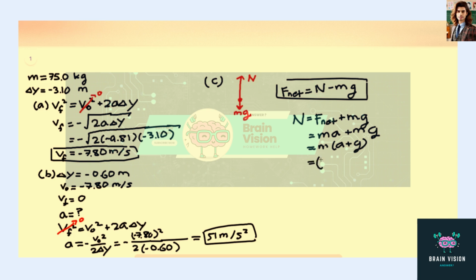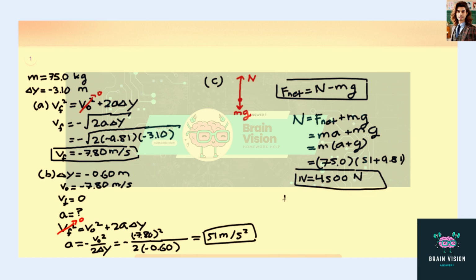And we can finally use his mass, which we know is 75.0 kilograms, times the acceleration we just found, which is 51, plus 9.81. Plug that into a calculator, and to two significant figures, we get 4,500 newtons is what N is equal to.